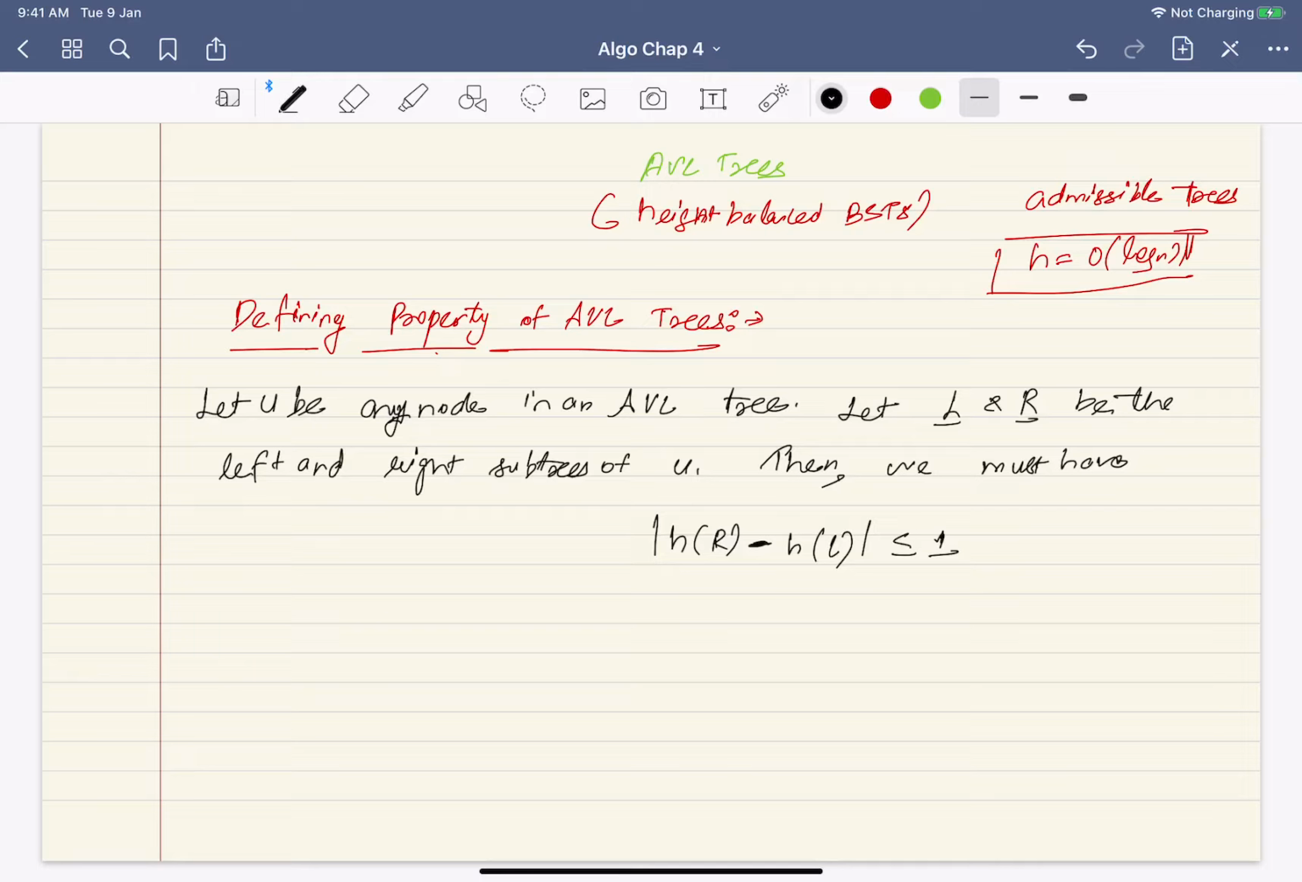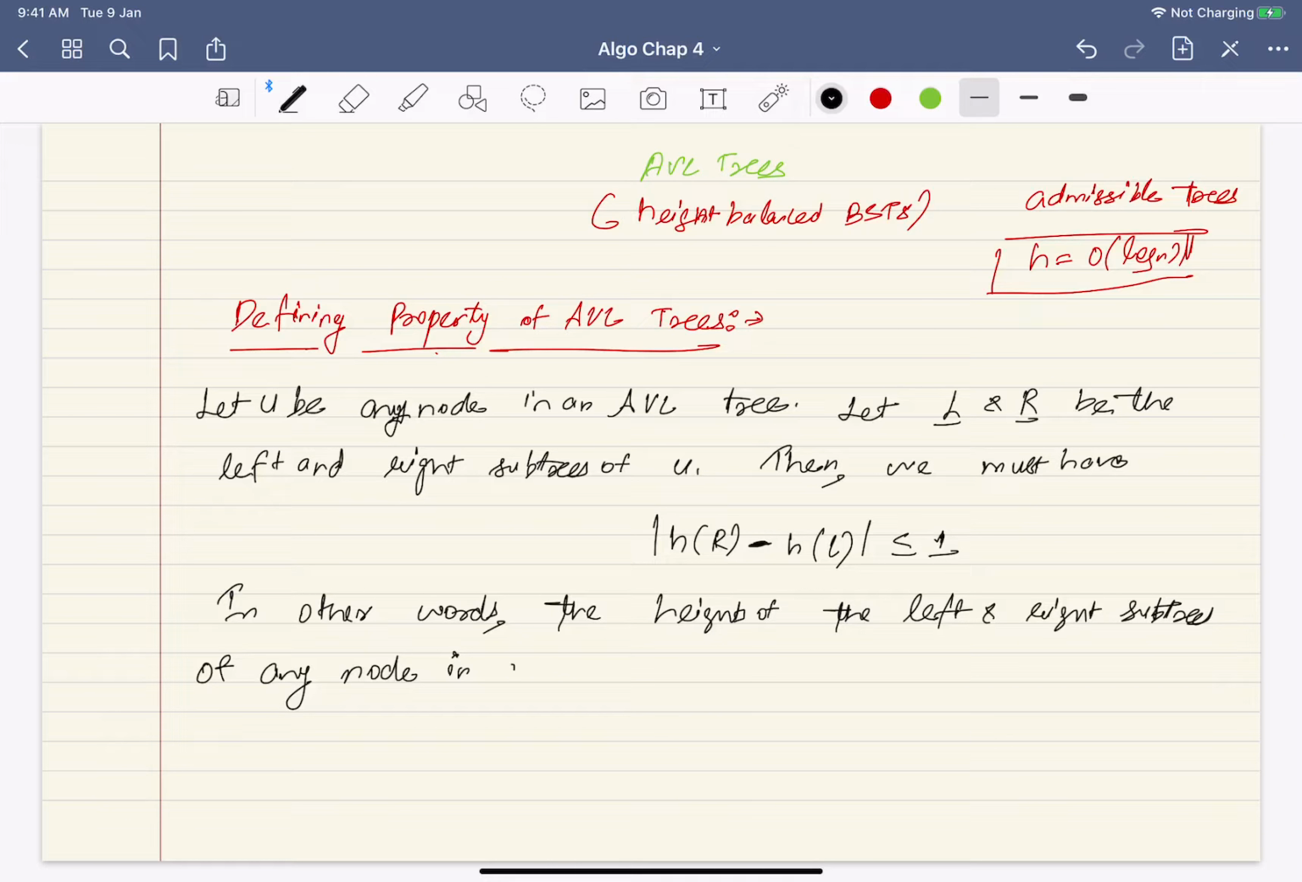So that means at any point of time, for any node, in other words, the heights of the left and right subtrees of any node in an AVL tree cannot differ by more than 1. They differ by at most 1. So this is the defining property.